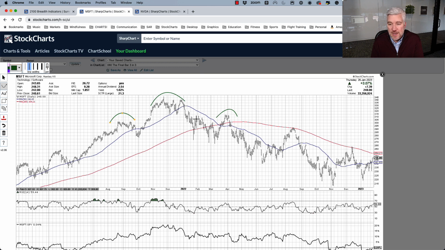Now, this is not an ideal pattern. It's going to have this other weird thing going on here, but just for simplicity, we're describing this as an overall head and shoulders pattern.